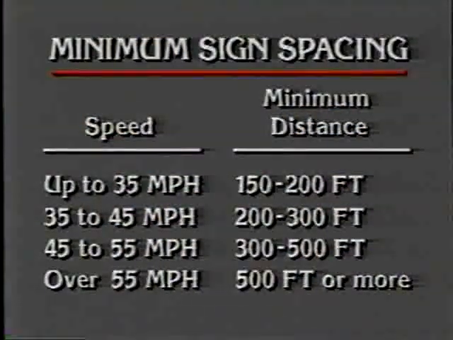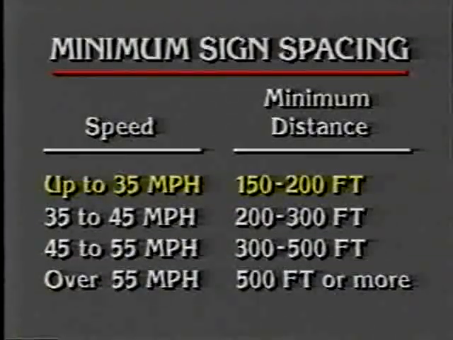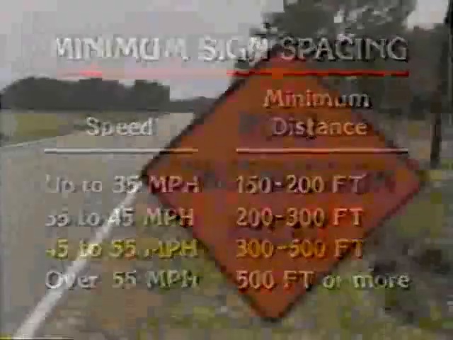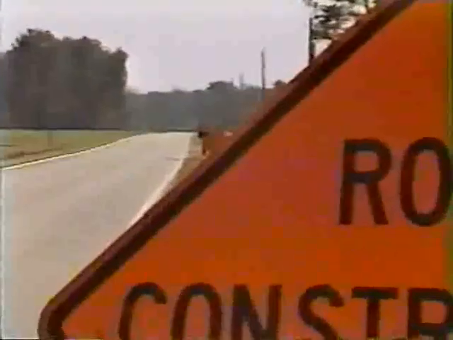The spacing of the signs is dependent upon the speed of the traffic on the roadway. This table lists the required spacing. For speeds less than 35 miles per hour, a minimum distance between signs should be 150 to 200 feet. For speeds of 35 to 45 miles per hour, a minimum distance of 200 to 300 feet between signs is needed. For speeds of 45 to 55 miles per hour, 300 to 500 feet is the minimum distance needed between signs. This spacing allows the motorist time to understand and react to the message being given by each sign.